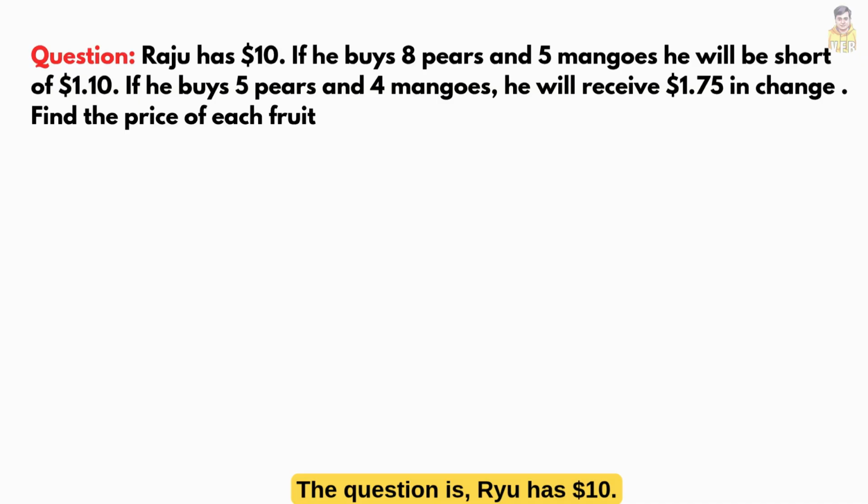The question is, Raju has $10. If he buys 8 pears and 5 mangoes, he will be short of $1.10. If he buys 5 pears and 4 mangoes, he will receive $1.75 in change. We need to find the price of each fruit.